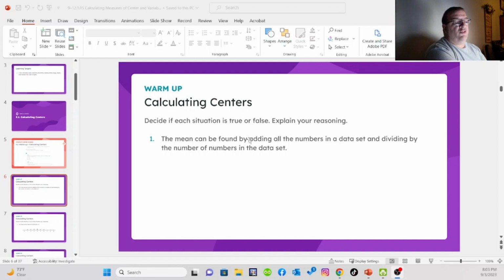Okay? So for this one, the answer is true. Okay? Mean is a mathematical term that means average. So when we calculate the mean, we are going to add together every number in our data set. Then we are going to divide that sum by the number of data points we had in the data set.